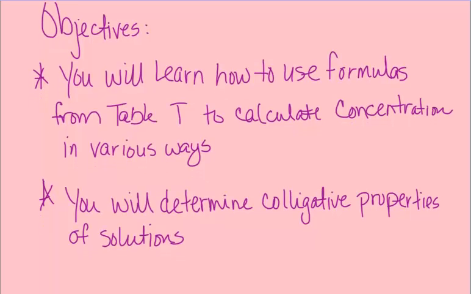Okay, and the objectives in this lesson: you will learn how to use formulas from Table T to calculate the concentration in various ways. There are 4 different ways to do this, and you will determine colligative properties of solutions. There are 2, and they have specific names. All right, so let's start with our notes.